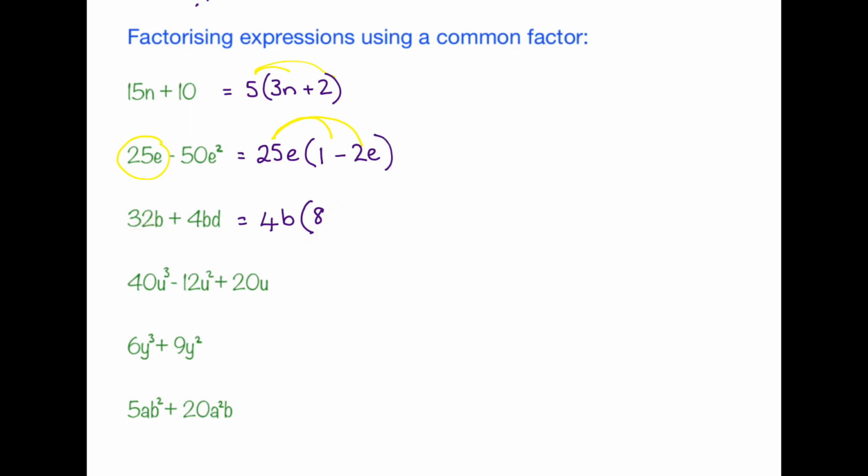So that one's fine. Then we've got to make 4BD. So what do we multiply 4B by? I have to put it there to get 4BD. Well, it's just D, isn't it? So we need a plus D.